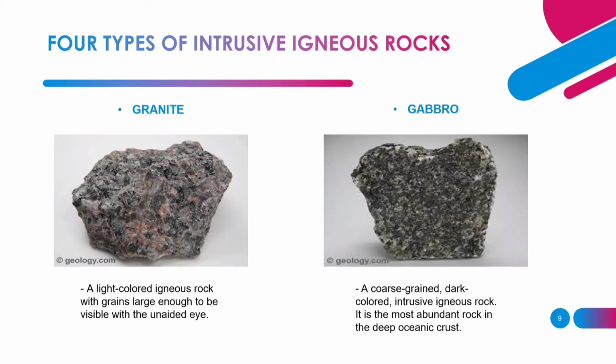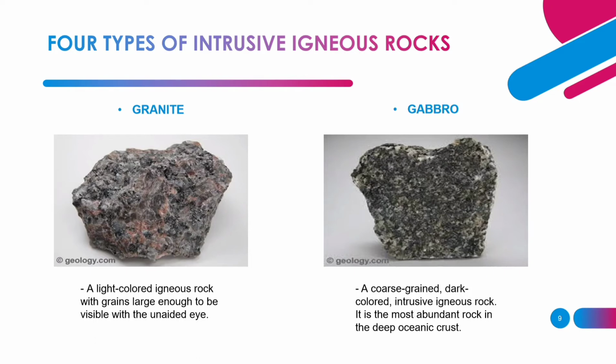Here are the four types of intrusive igneous rocks. First is granite, a light-colored igneous rock with grains large enough to be visible with the unaided eye. It forms from the slow crystallization of magma below Earth's surface. It is common in the Earth's continental crust, where it is found in bodies called plutons.